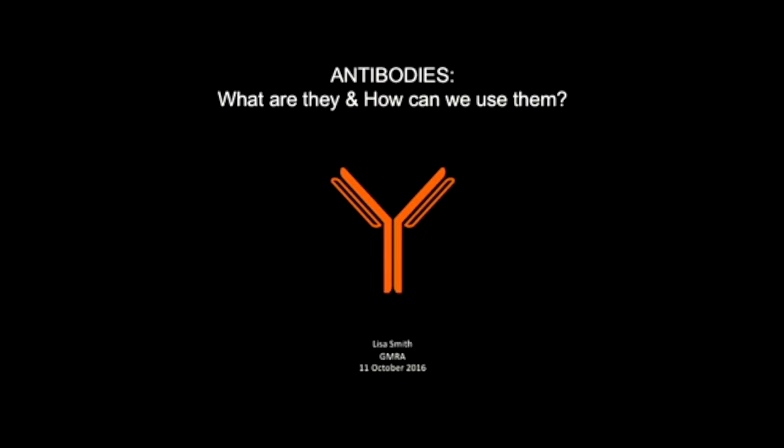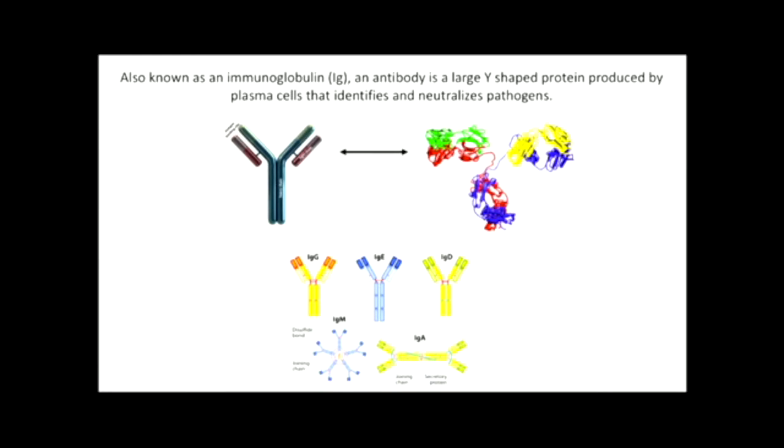But yeah, so antibodies are also known as immunoglobulins. And so you'll see this immuno come up a lot in the things that I'll be talking about today because, like we said, it's associated with the immune system. So antibodies are these large Y-shaped proteins, and they're produced by specialized cells called plasma cells, and we'll talk a little bit more about that in a minute. And they have a role in identifying and neutralizing pathogens.